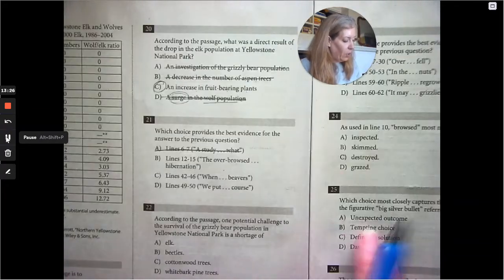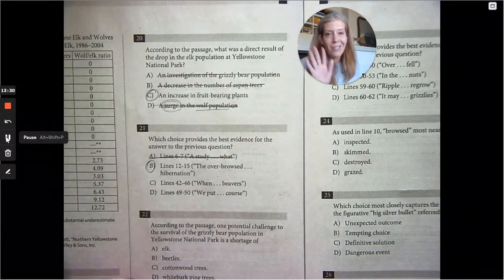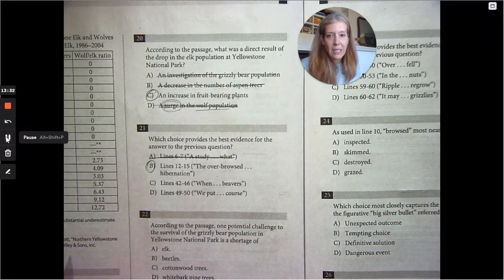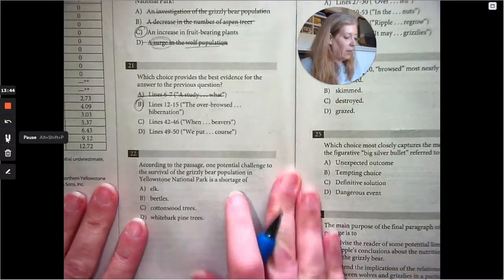Perfect evidence. Perfect evidence. And just for the sake of time, we're in question number 2, and that just gave me perfect evidence for an increase in fruit-bearing plants. I'm not going to continue on. I'm going to move on to the next question because I don't want to waste time.